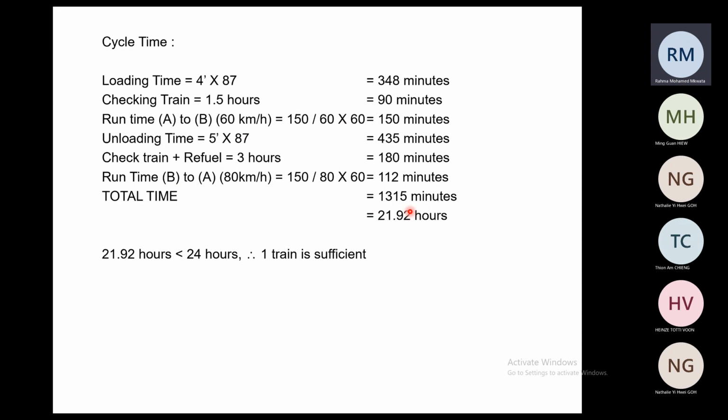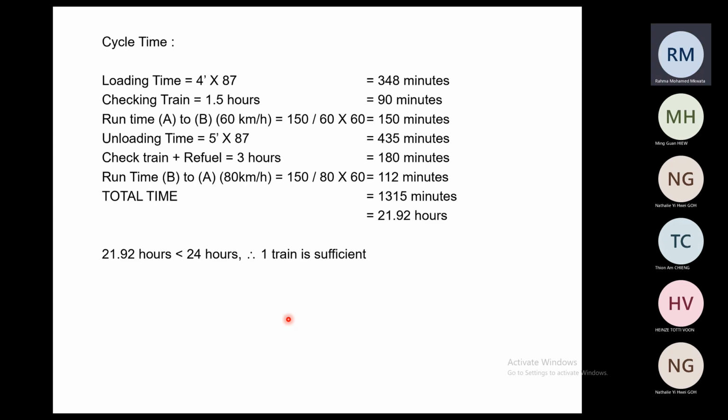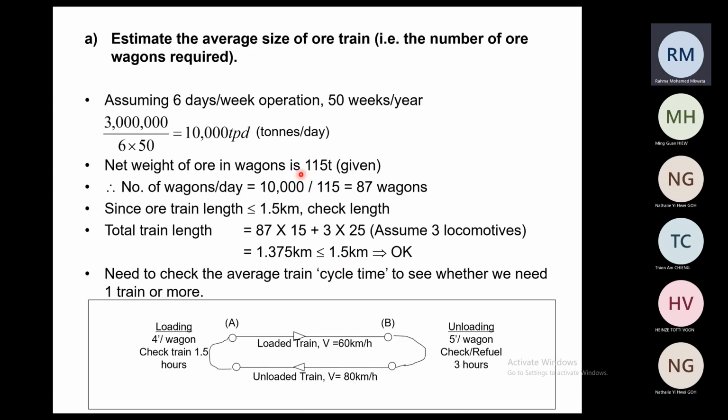Therefore, this means that the journey from A to B and back again to A, all of this needs approximately 22 hours. So a day is sufficient, and one train is actually sufficient to move the 10,000 tons of material from point A to point B and back. Since it's less than 24 hours, one train is actually sufficient to move 10,000 tons per day.